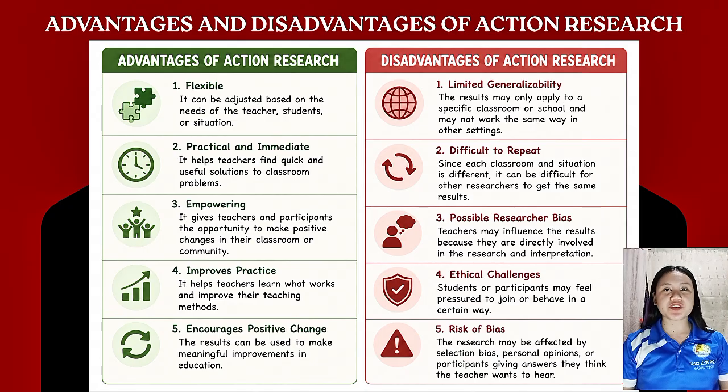However, action research also has limitations. First, it is limited. The findings may apply mainly to a particular classroom or school and may not work in exactly the same way in another setting. Second, it can be difficult to repeat because every classroom has different students, teachers, and circumstances. Third, there is a possibility of research bias because teachers are directly involved in the research. Their personal expectations may influence how they interpret the results.